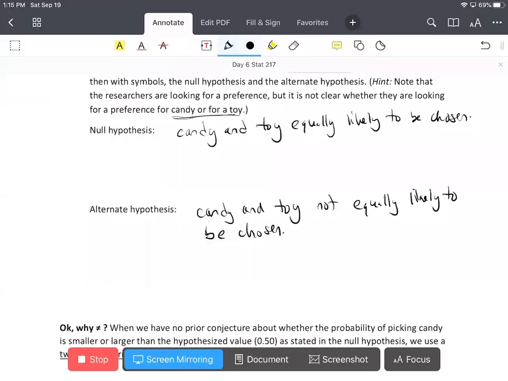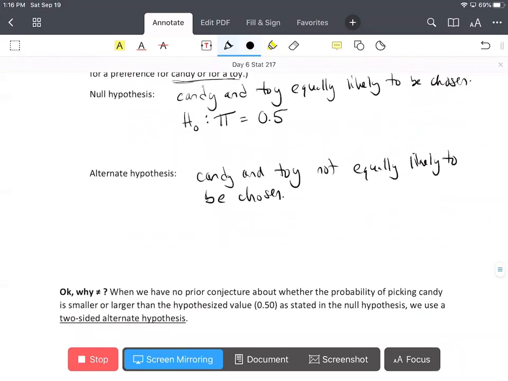So the first thing I did is I took a moment, I paused this, and I wrote down my null and alternate hypothesis in words. So no symbols yet, just words. The null hypothesis is just that candy and the toys are equally likely to be chosen. When I write that in symbols, remember H sub 0, this is assuming nothing interesting is happening. This is my null hypothesis. So the long-run probability is going to be, looking at 2 things, 50-50, if they randomly choose either a candy or a toy.